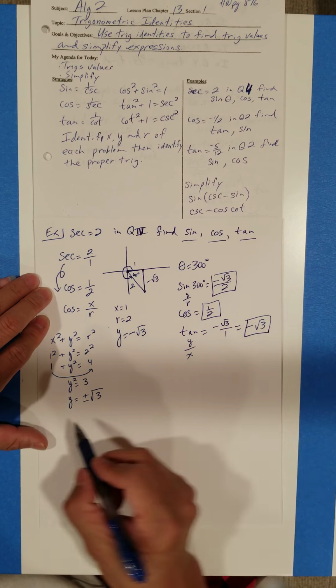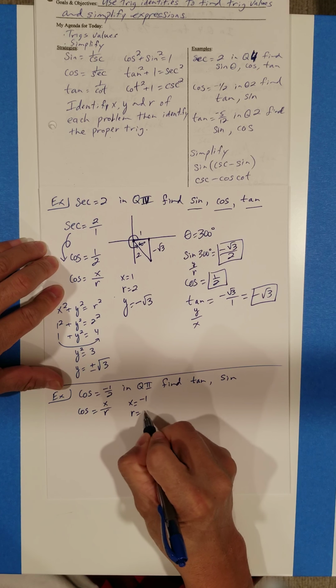Okay, let's do another problem. They tell us that cosine is -1/2 in quadrant 2. They want us to find tangent and sine. Let's think about this a little bit. Cosine is what two letters? X and r, in quadrant 2, so keep that in mind. That means x equals -1, r equals 2.